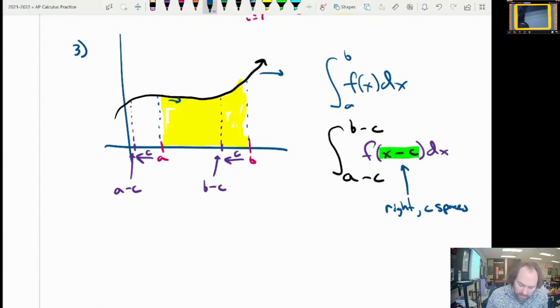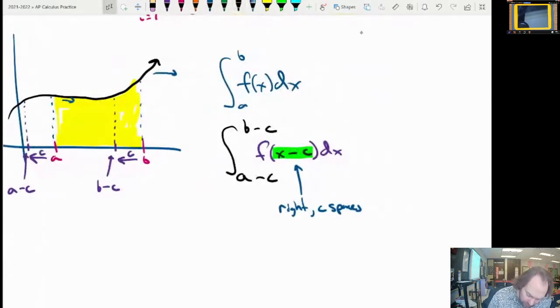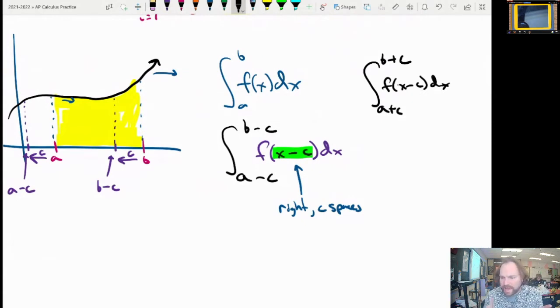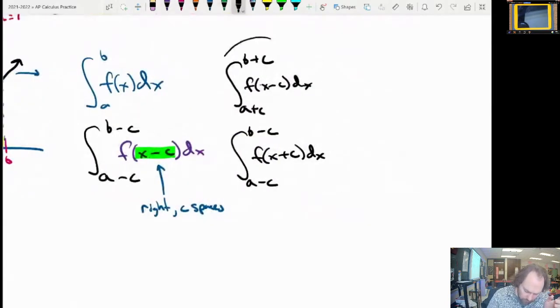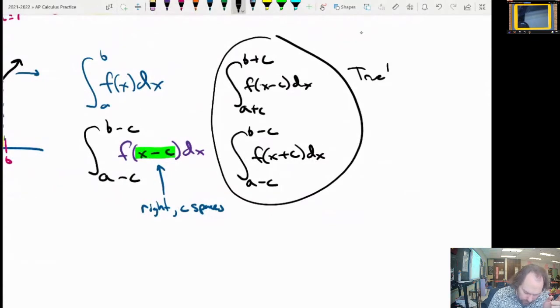Now, if you want to fix this, what you're looking for is the integral from a plus c to b plus c of f of, or sorry, no, that would work. Of f of x minus c dx. This would work, because now you're moving your boundaries to the right and the function to the right. Alternatively, you could also do the integral from a minus c to b minus c of f of x plus c. This would move the boundaries to the left and also the function to the left. So these two are true. But this one here is not. That's the difference.